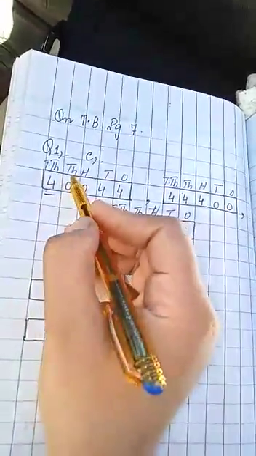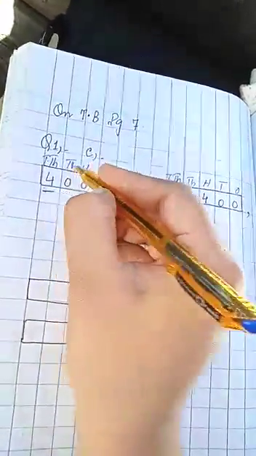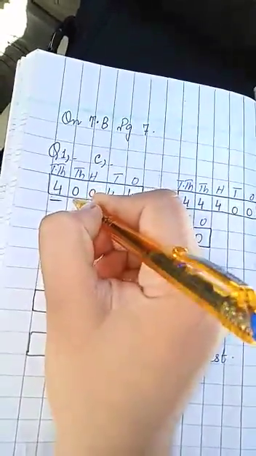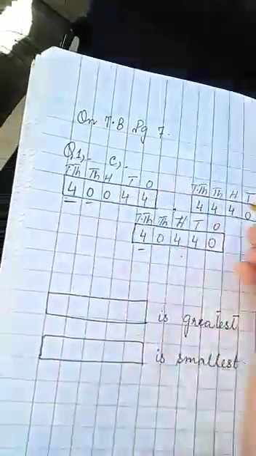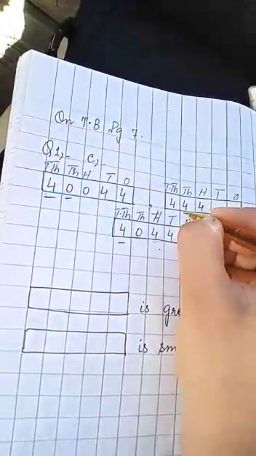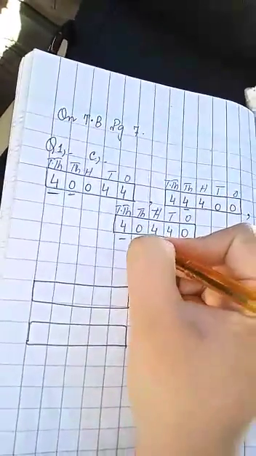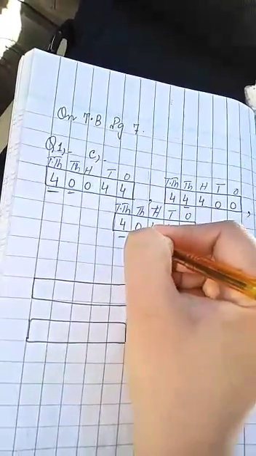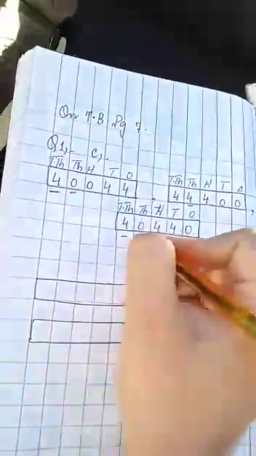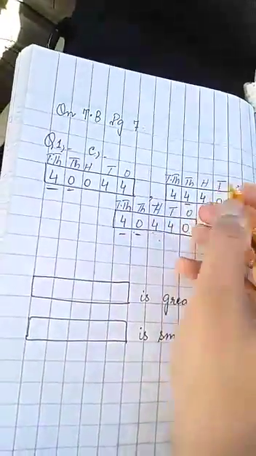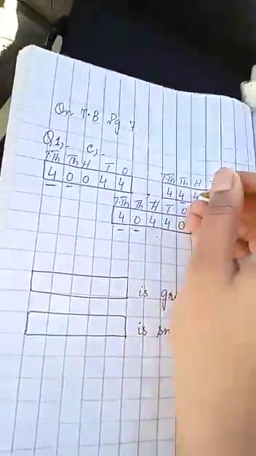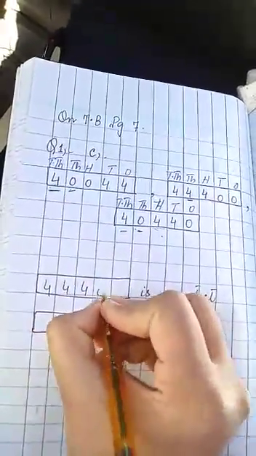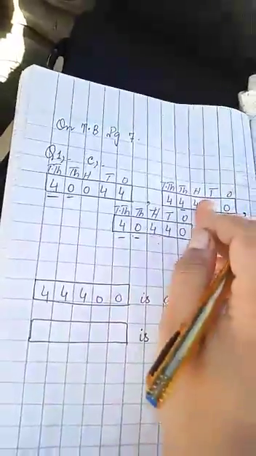Now after 10,000 the place value is 1,000. Now we compare. Here on the 1,000 place the digit is 0, here on the 1,000 place the digit is 4, and on the third number the digit on the 1,000 place is also 0. 0 and 0 are equal, but 4 is greater. So we can write that this is the greatest value: 44400.